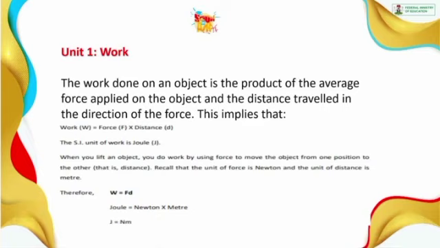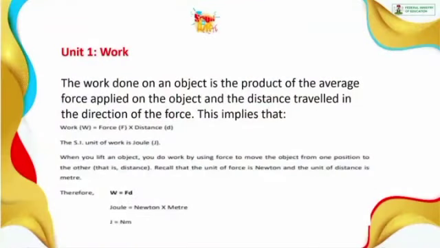Now, when you lift an object, you are doing work by using force to move that object from one position to the other. That is distance, right? Good. Now you will recall that the unit of force is Newton and the unit of distance is what? Meter. So back to the formula for work, you can say that work is force times distance, meaning work is equal to Newton times meter. So let's look at those formulas.